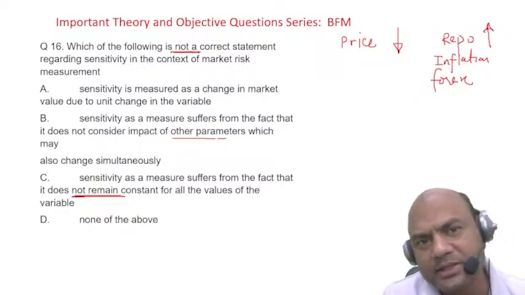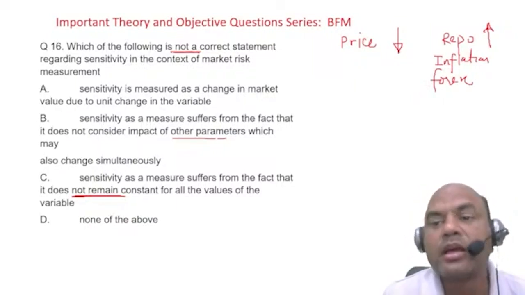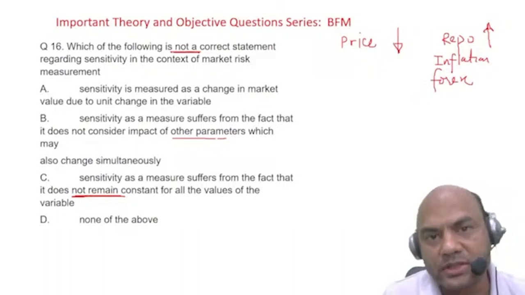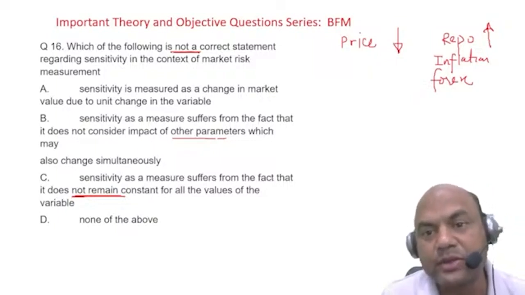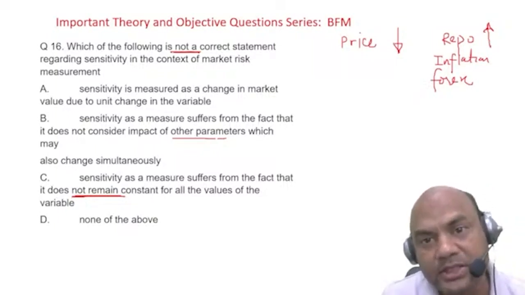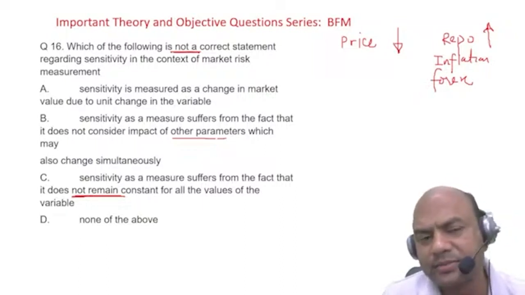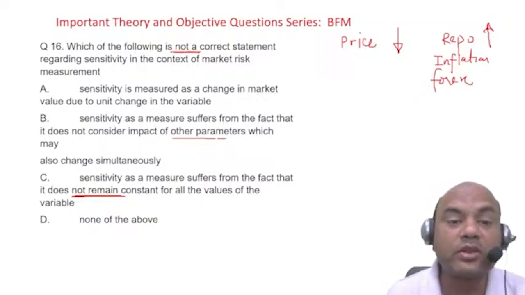Will it happen like this? Type in the comment section yes or no. Repo changes by 1%, price will also change by 2%. Inflation changes by 1%, price will change by 2%. Again same, here I am keeping this constant at 2%. Forex changes by 1%, price changes by 2%. Will it happen like this? It will not, right?